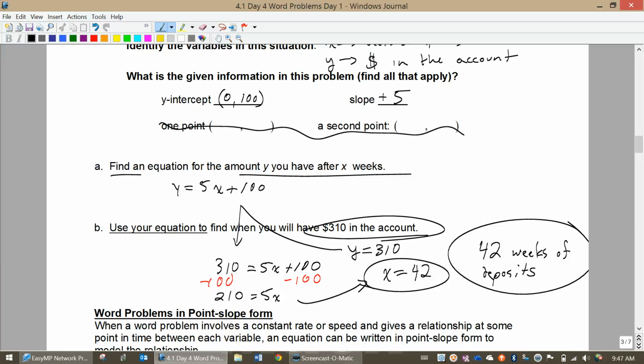And a lot of times if you make a mistake, so if I would have said the answer was 2 weeks, through the calculations we got 2 weeks, and you stopped and thought about that, that makes no sense in the context of the scenario, right? You're not going to go from $100 to $310 in 2 weeks by putting in $5 a week. That makes no sense. So it'll give you an opportunity to reflect back on whether your values actually make sense.